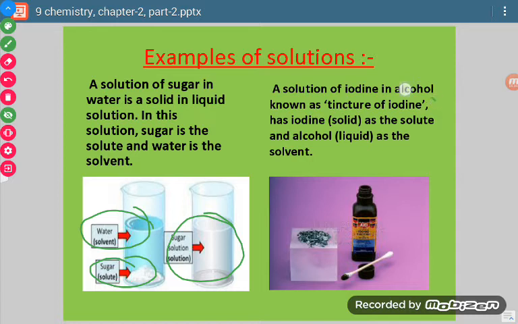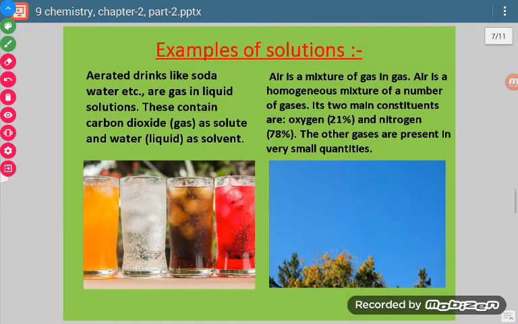Similarly, tincture of iodine. Tincture of iodine contains iodine, which is solid, and alcohol, which is liquid. Just like here water is there, in this case alcohol is there. Here sugar is there, in this case iodine is there. And then we get one solution called tincture of iodine. It has a medicinal value. So this becomes a solution.